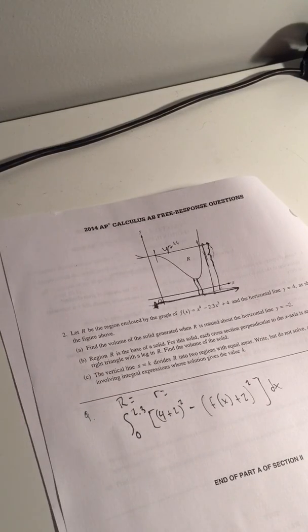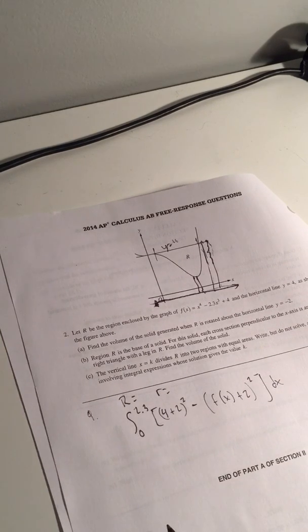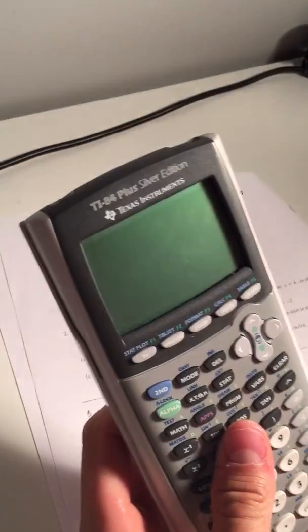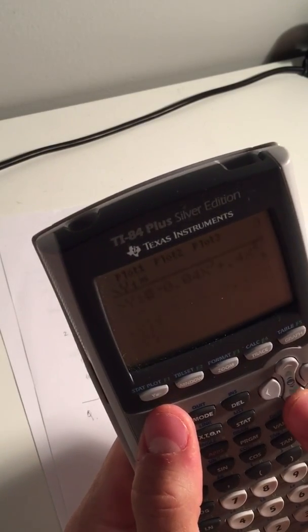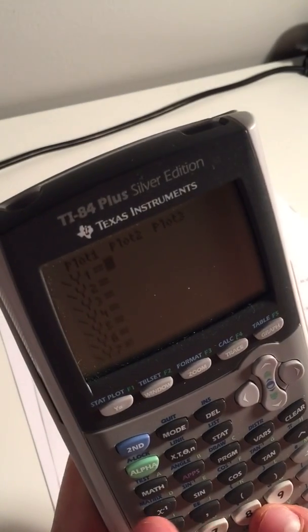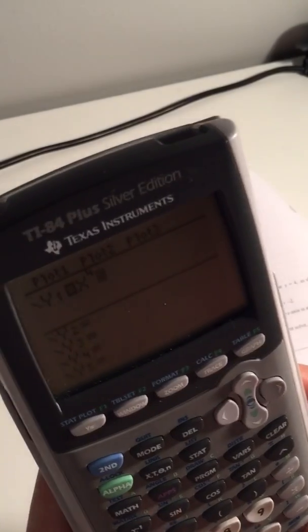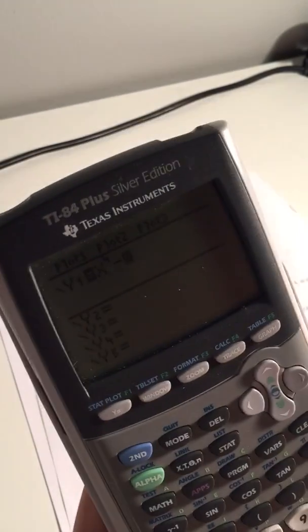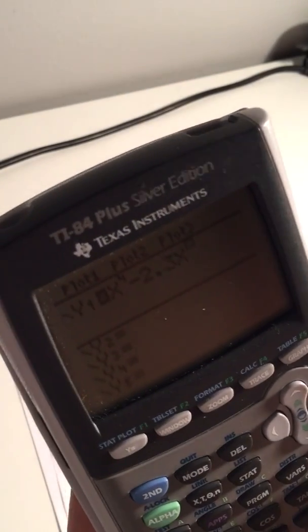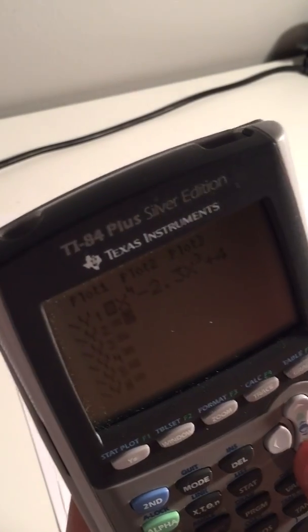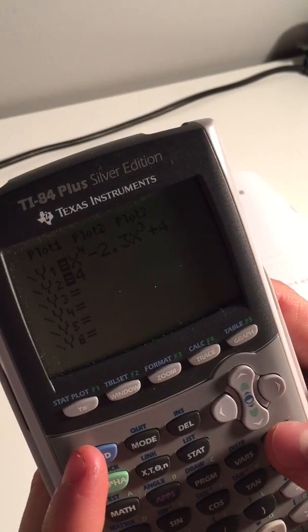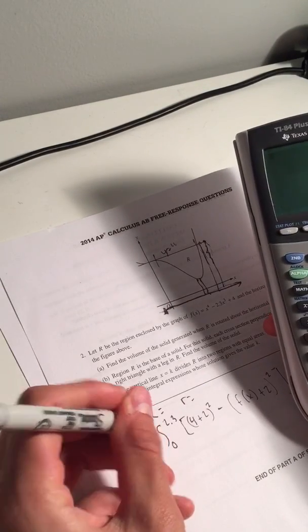Basically all you're going to have to do here is plug this into your calculator, and I can show you how to do that. You would go into the calculator and get a y equals, plug in the function, so do x to the fourth minus 2.3 x cubed plus 4, and then you do 1 for your horizontal line of y equals 4. And by the way, this is multiplied by pi on the outside as well, because that's the formula.